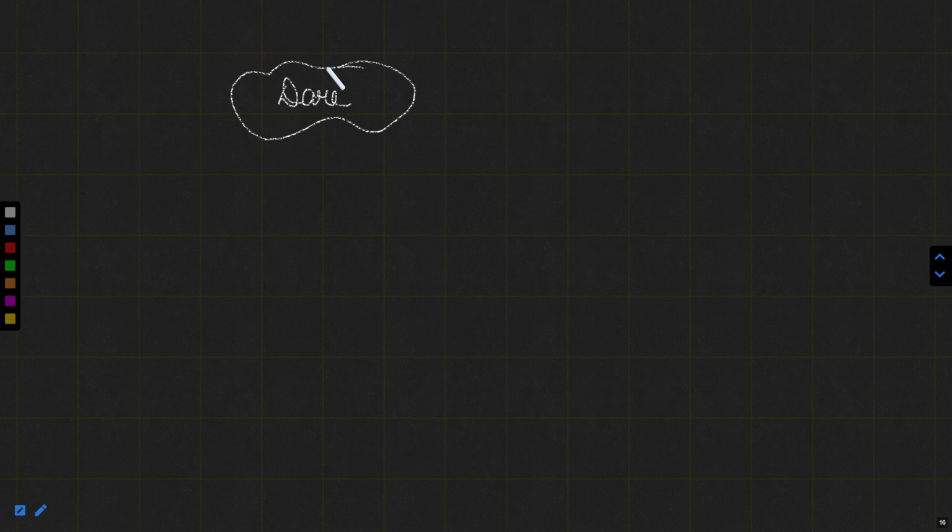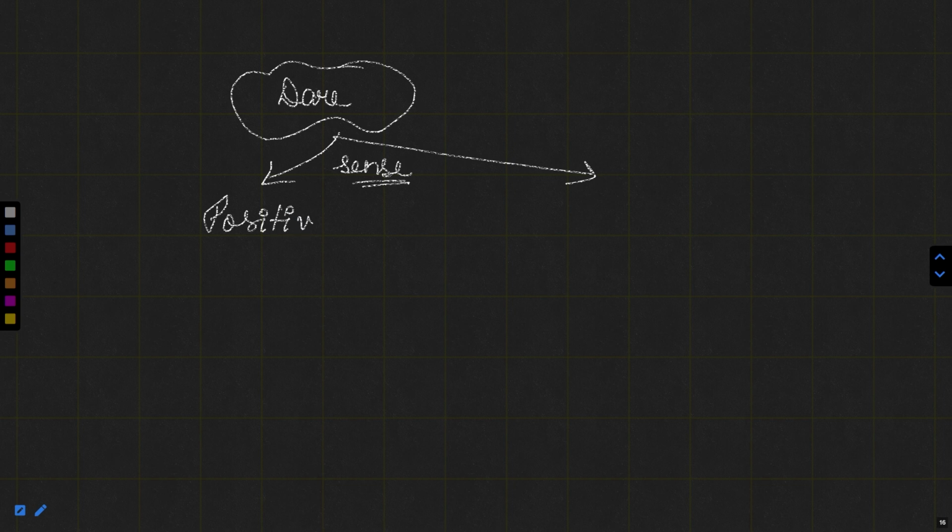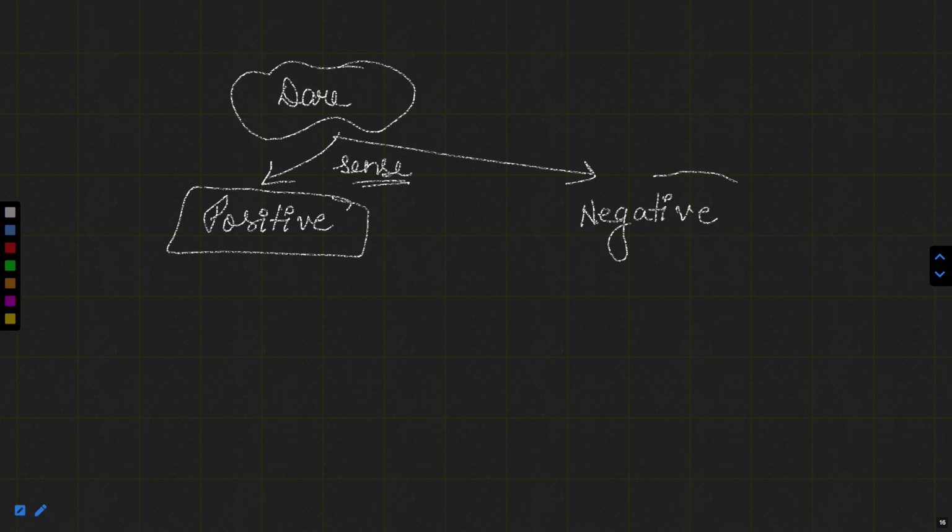Here, the most important thing is that we have to check the sense of the sentence. What is the sense of the sentence? It means if the sentence is positive or if it is negative. Now this part is very, very important: the negative or positive intention, or the sense of the sentence. Now what do you mean by sense? Let us elaborate.